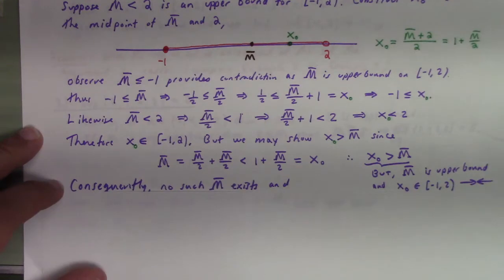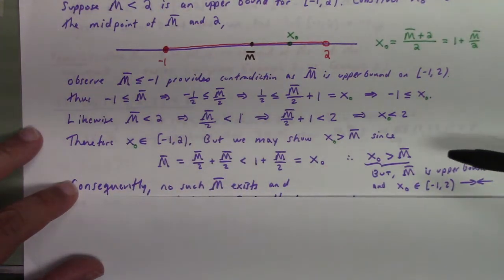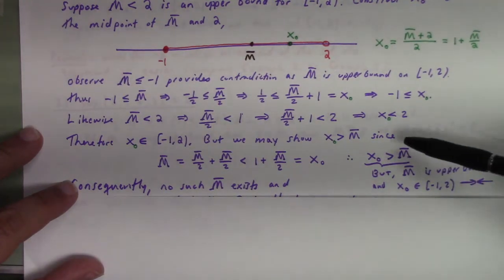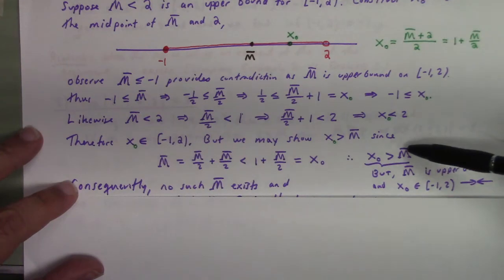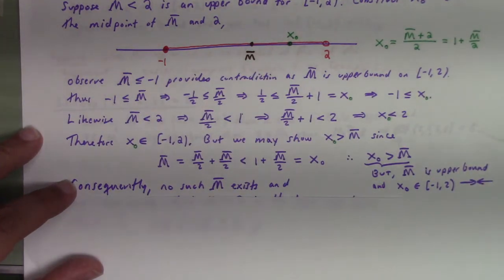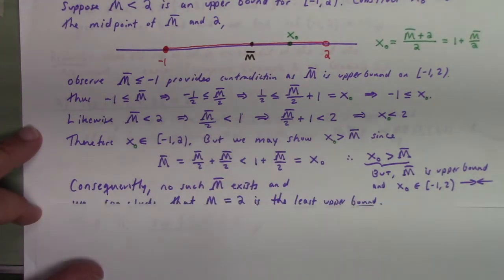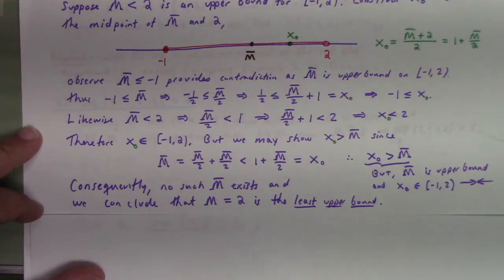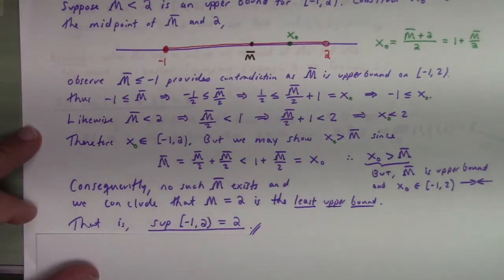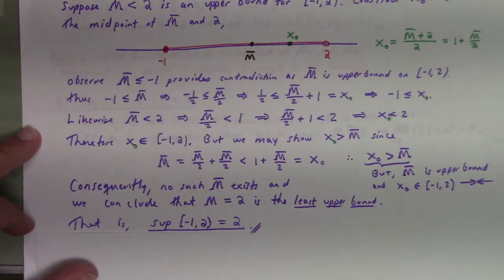But we've also shown that x naught is an element of the set, and that's trouble because we've just shown that m bar is smaller than an element in the set, which means that m bar is not an upper bound, which is a clear contradiction. So what does that mean? That means that no such m bar exists, and we can conclude that 2 is in fact the least upper bound. That is, the supremum of -1 to 2 is equal to 2.